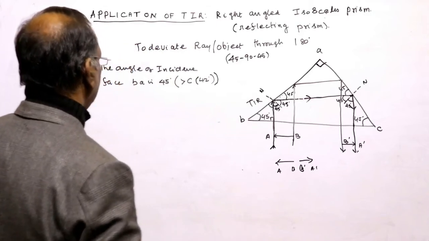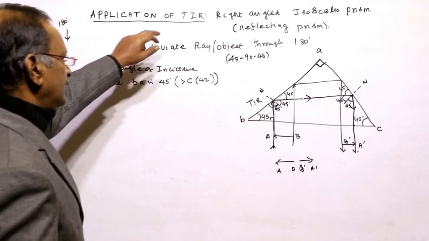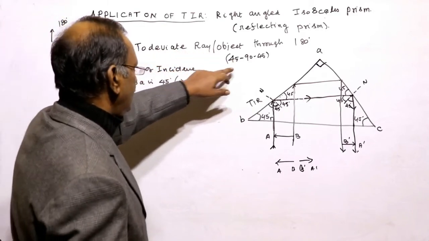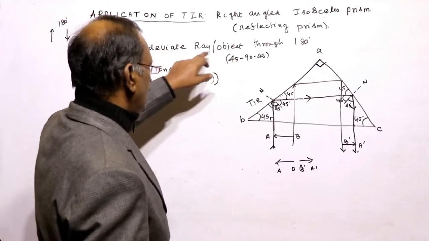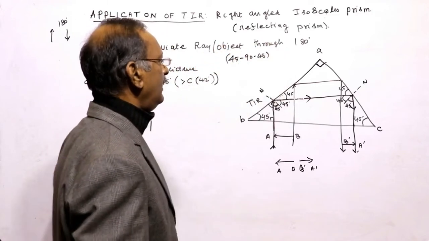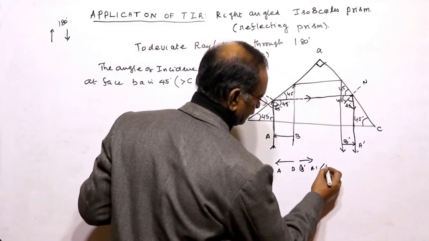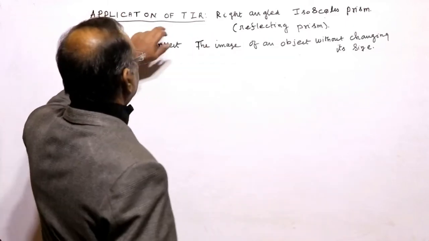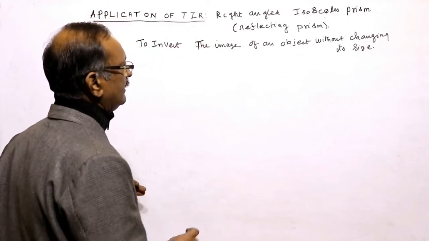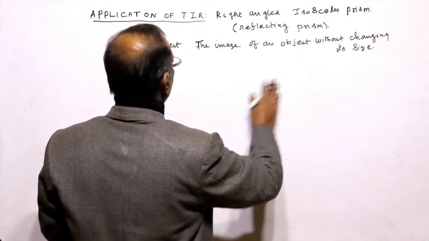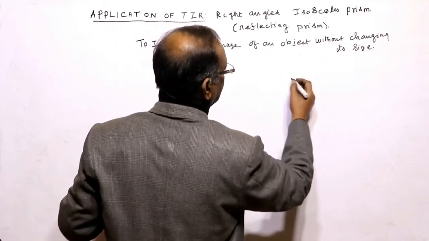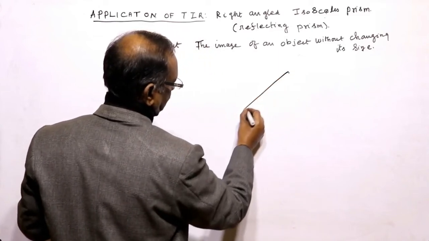So this way, by using the application of total internal reflection by a right angle isosceles prism, we can deviate the ray through 180 degree, or we can invert the object, deviating it through an angle of 180 degree. Using the same right angle isosceles prism, that is a reflecting prism, we can invert the image of an object without changing its size. Let us see how it is.